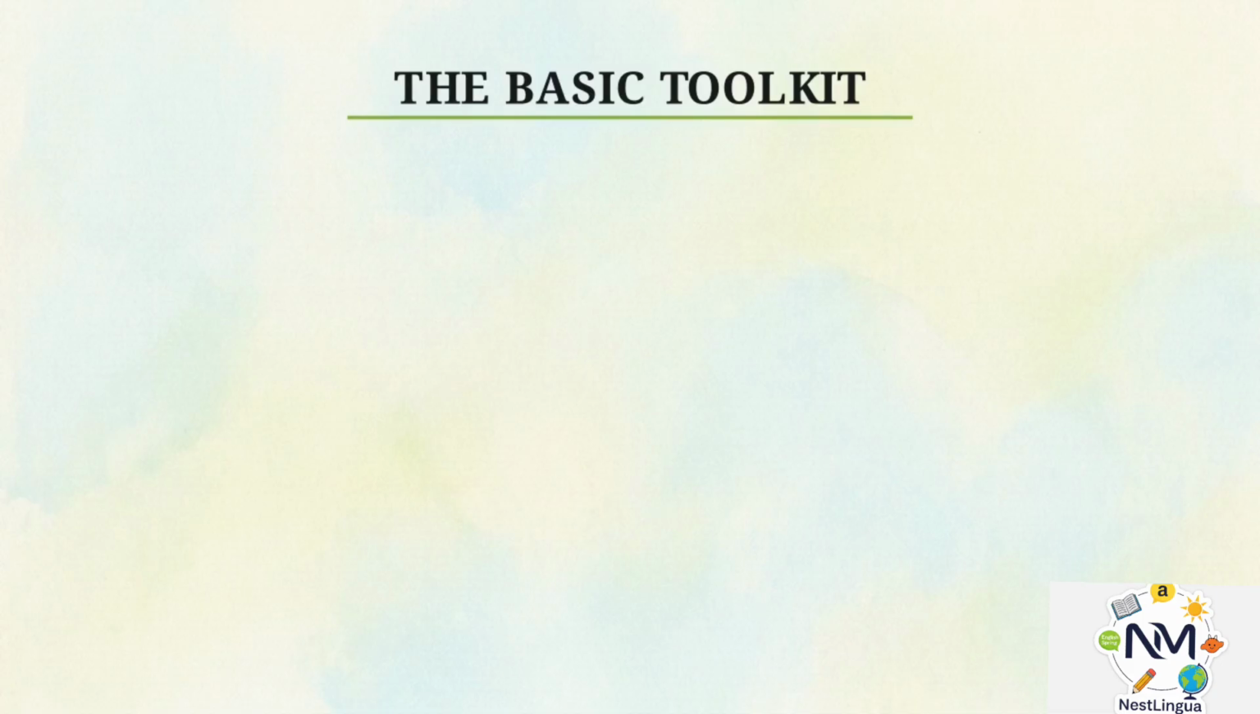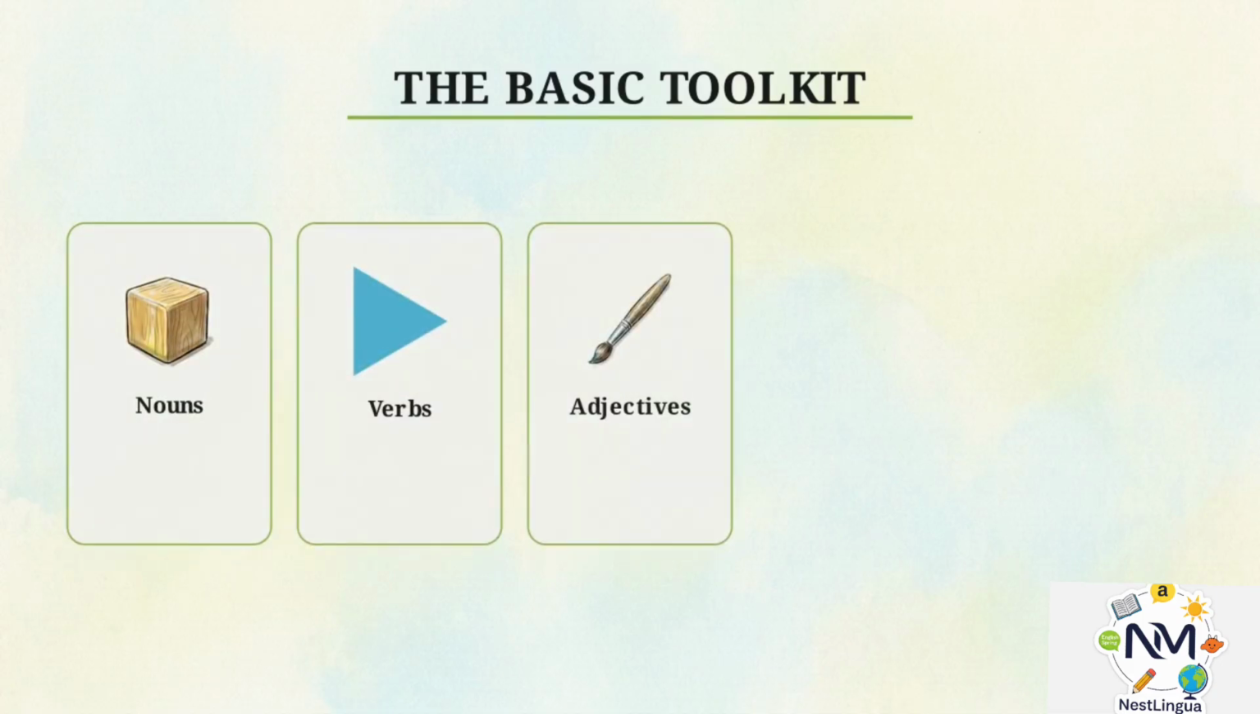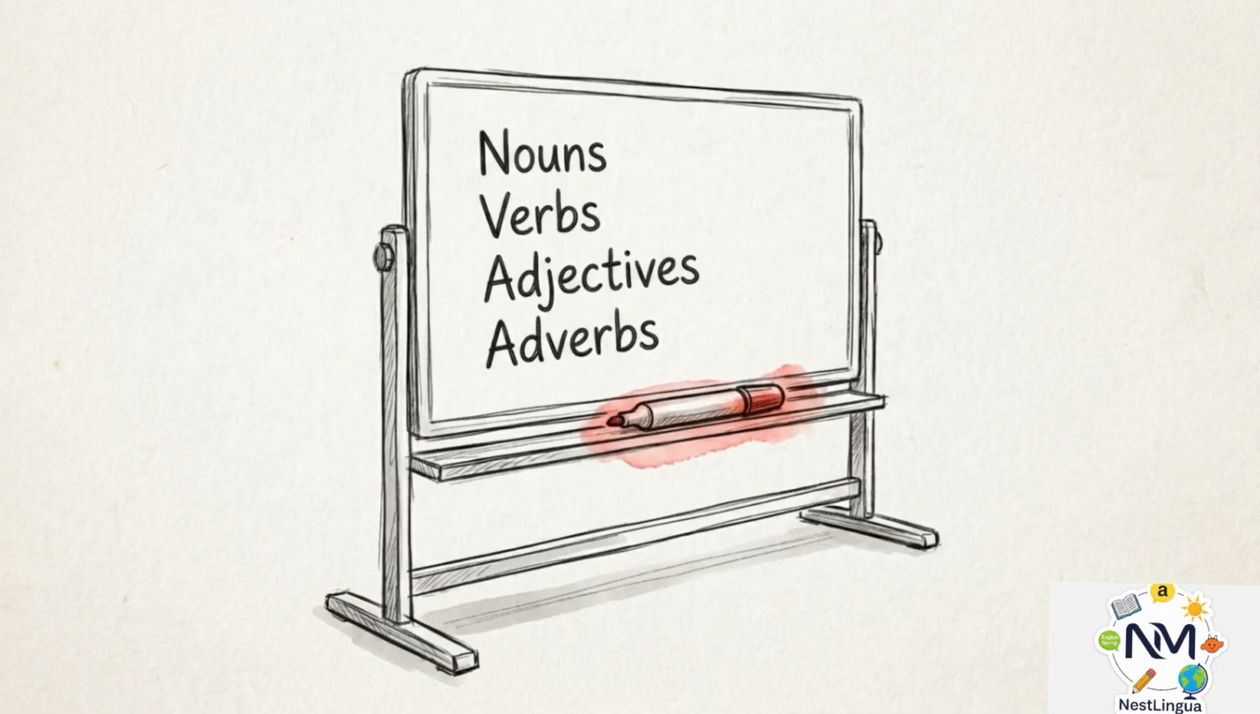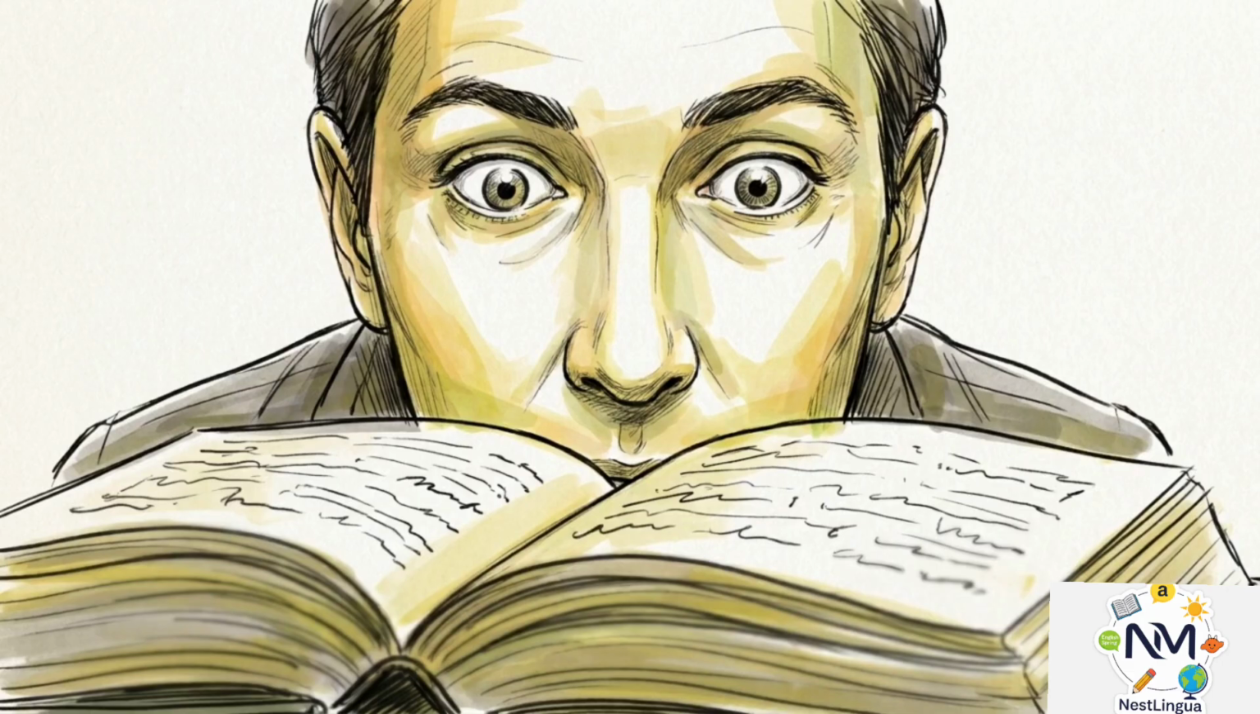To analyze how authors build these reactions, you need a basic toolkit. You have to be able to identify nouns, verbs, adjectives, and adverbs, along with figurative language like similes and metaphors. Recognizing these grammatical building blocks is the mandatory first step. Once you can spot them, you can start unpacking exactly how a writer manipulates what you see and feel.